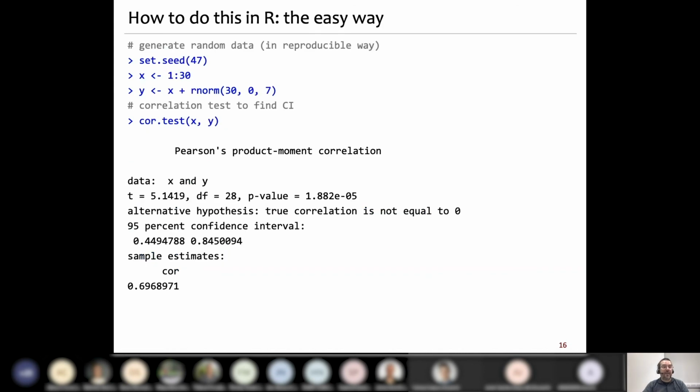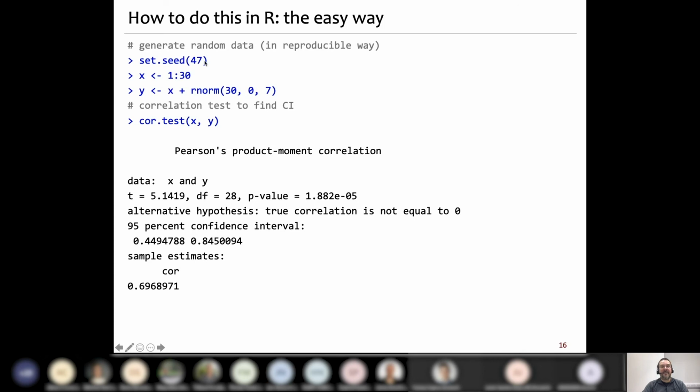You can use a correlation test in R. So instead of giving R and N, you have to provide the entire sample. What I'm doing here, you can repeat these calculations in your computer, in your RStudio. I set a seed for a random number. That makes the result reproducible, because what I'm doing is producing X, which is just a sequence 1, 2, 3, up to 30, and Y, which is X plus a random normal variable with mean of 0 and sigma of 7.